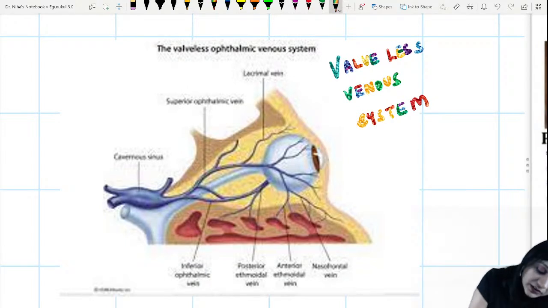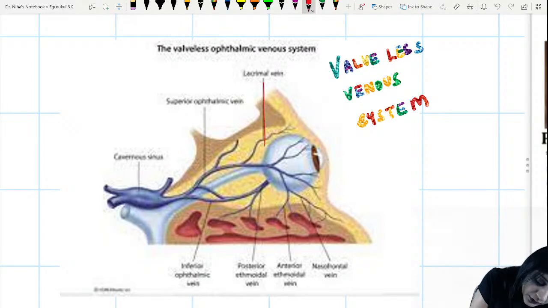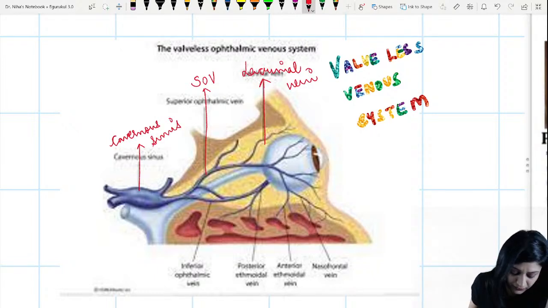You can see the different veins here. If you look at this one, this is your lacrimal vein. Then if you look at this one, this is the superior ophthalmic vein, and this is your cavernous sinus. This is the cavernous sinus, right? Then we have got these. These are the ethmoidal veins. This is your anterior ethmoidal.